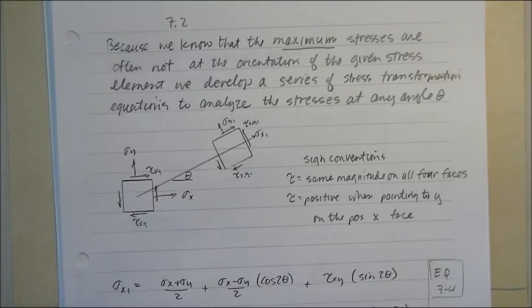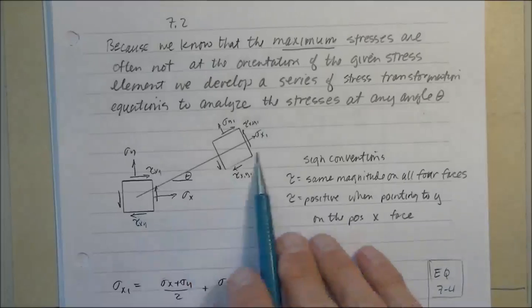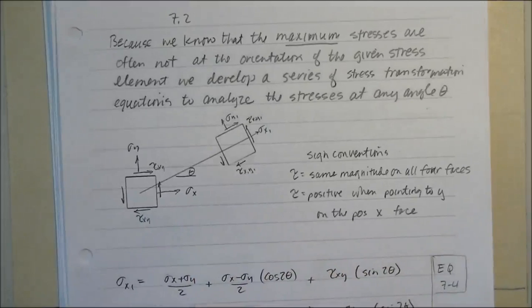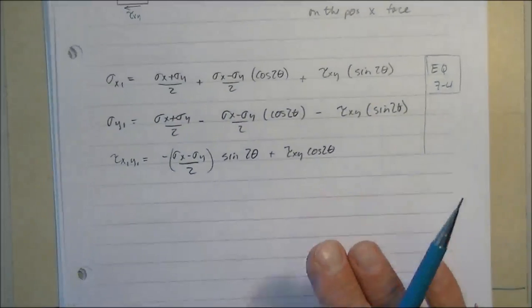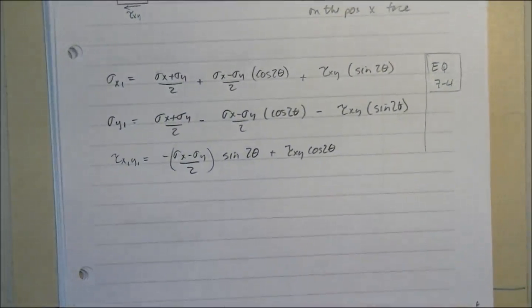We know that the maximum stresses are often not on the orientation of the given stress element. So we had to develop a series of stress transformation equations to analyze the stresses at any angle. And we had some sign conventions about shear stress being the same magnitude on all 4 faces. We analyzed the stress element at an angle, and we came up with the stress transformation equations given here, equations 7.4.